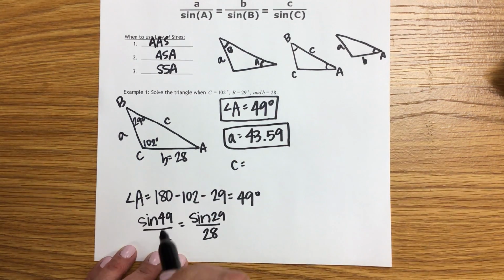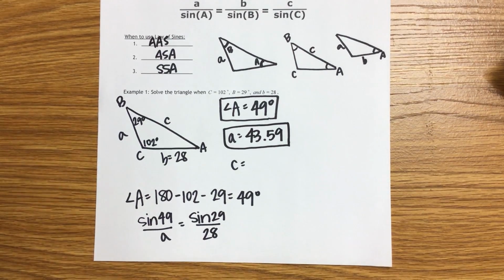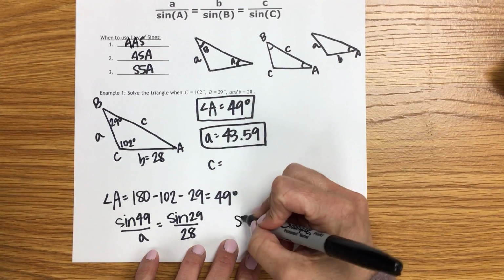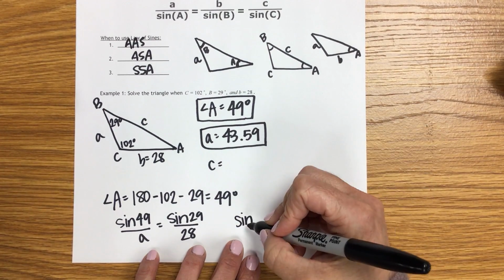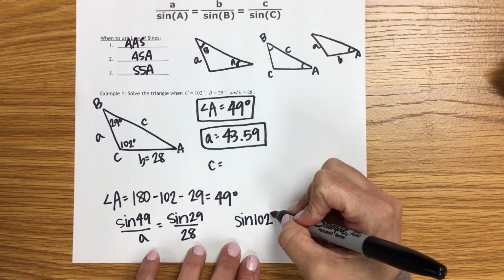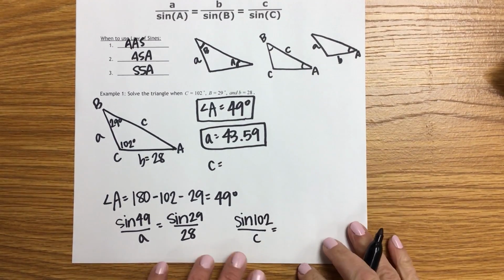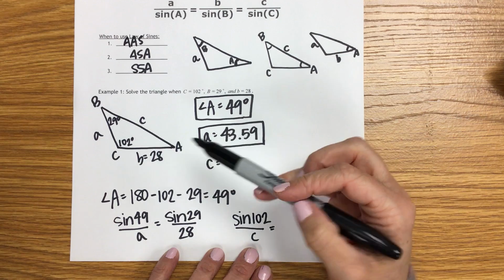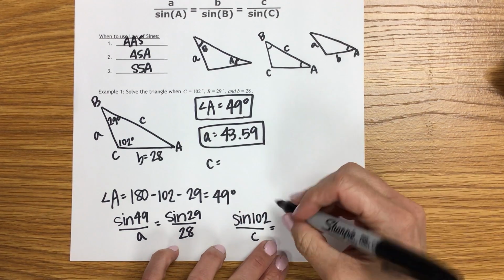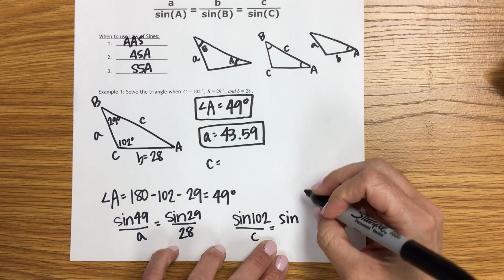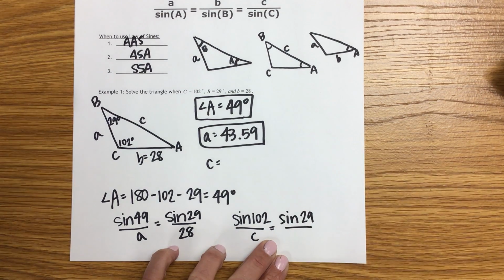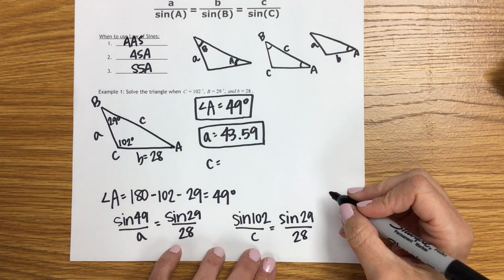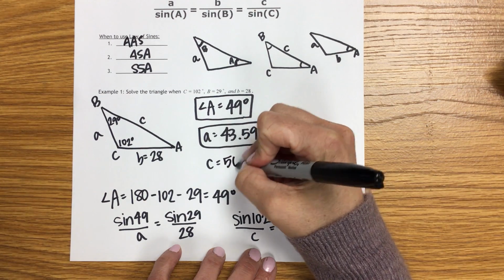And then since it's not a right triangle, I can't use the Pythagorean theorem. I'll have to continue to use the law of sines to get side C. So I'll use the C fraction, which is sine of angle C. So sine of 102 over c equals, and then again, since now I know angle A and side A, I could use that, or I know angle B and side B, so I can use that. I'm going to use the B's because they are not rounded, so it's nicer to work with. So sine of B over b, sine of 29 over 28, cross multiply and divide, and c would be 56.49.